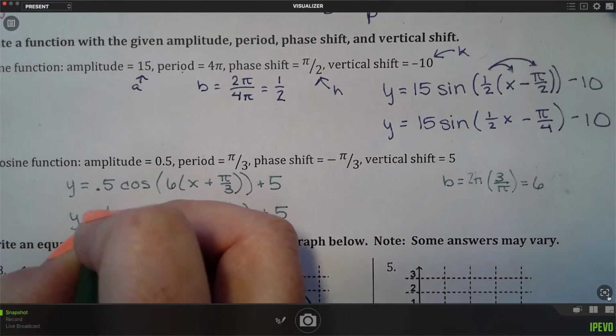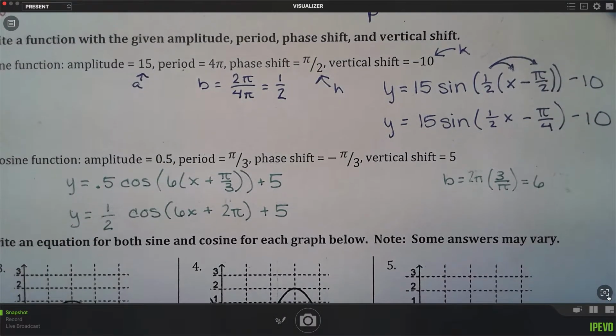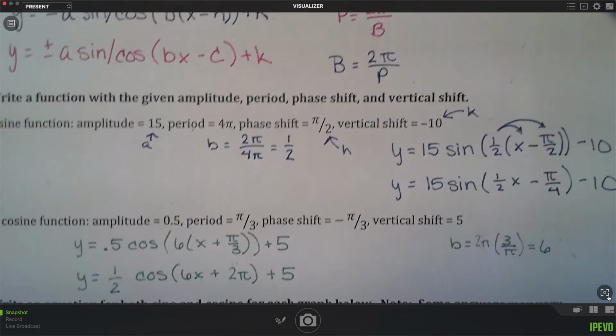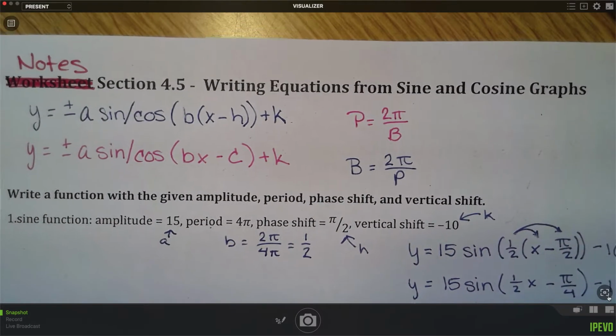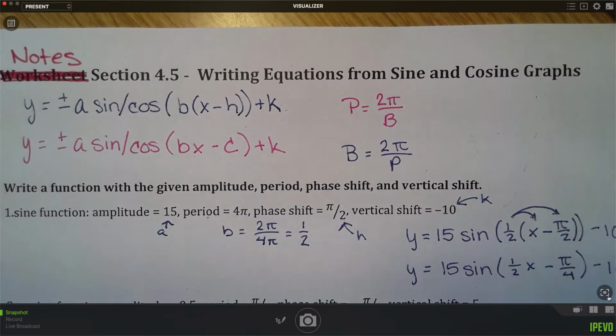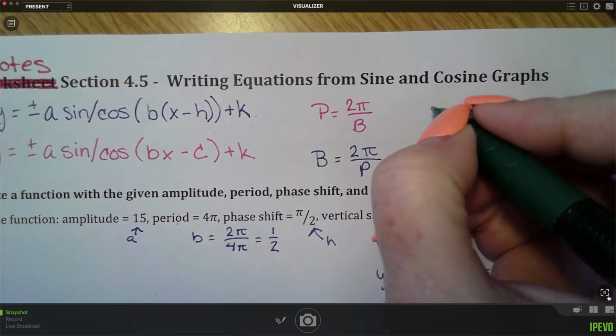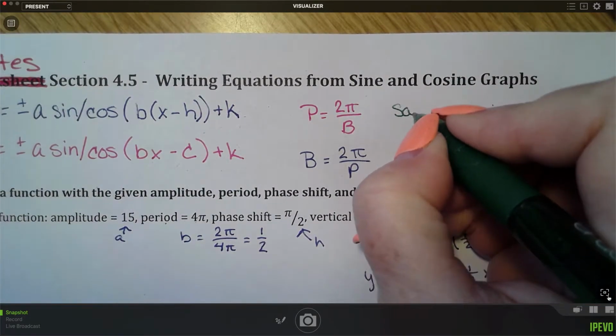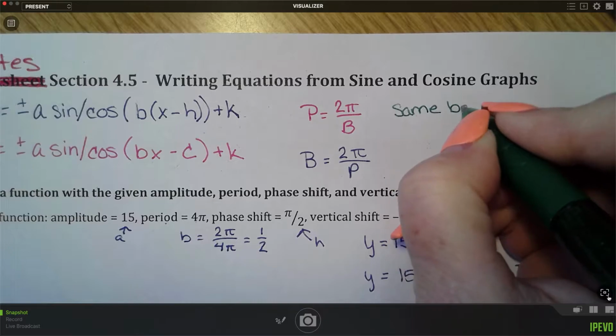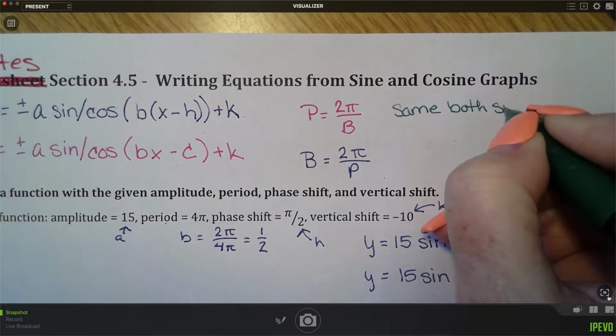Okay, questions on that, guys? Okay, so they gave me that, but I'm not going to be that nice. I'm going to give you the picture. So we're going to have to identify it. The things that are going to stay the same, and this is something you need to know, the same for both, sine and cosine.